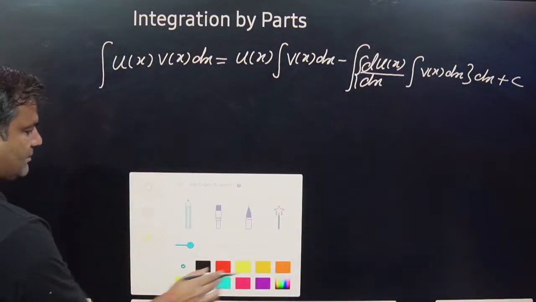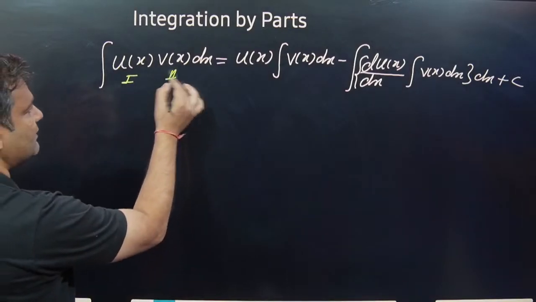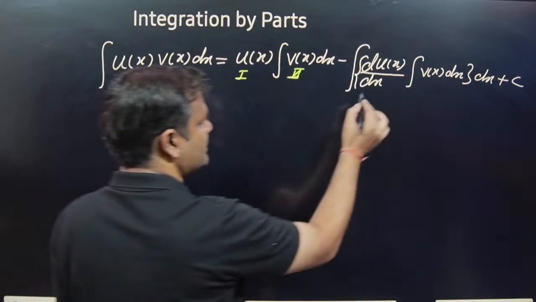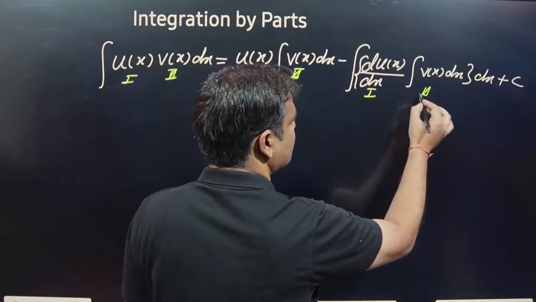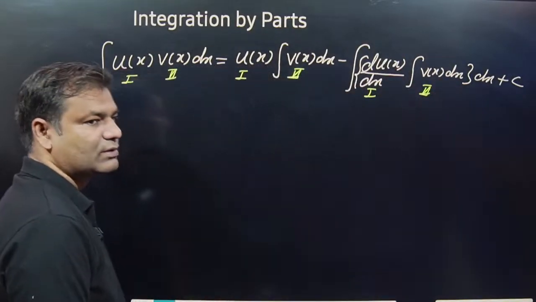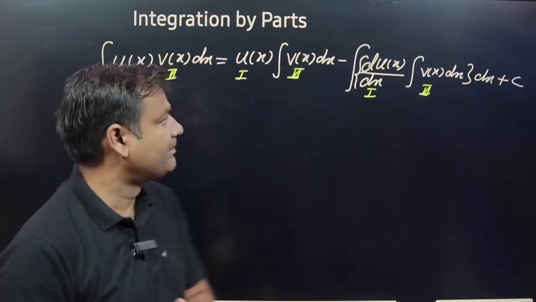Basically, this one is the first function, first into second, and here first into integration of second, after that differentiation of first into integration of second, after the whole integration. Okay, clear? Now I will take some problems.